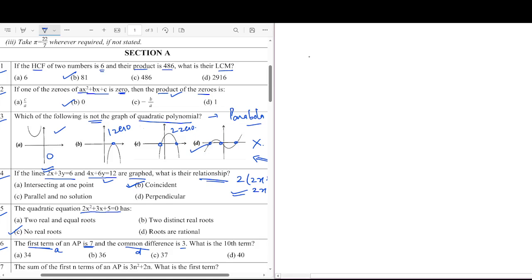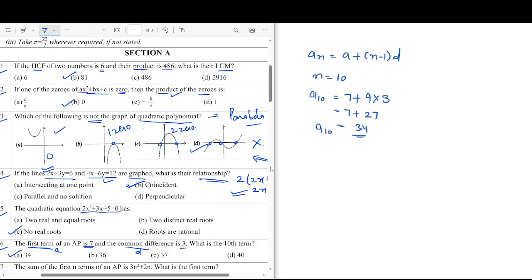So we know that the nth term of an AP, An, is A plus n minus 1 into D. The value of A is given, the value of D is given, and we have to find the 10th term. That means n is also given, 10. So we will put the values here. A10 will be A, given 7, 7 plus 10 minus 1, that is 9, into D, D is 3. So we are getting 7 plus 27, that is 34. So the 10th term of the given AP is 34. We can see here that option A is the correct option.